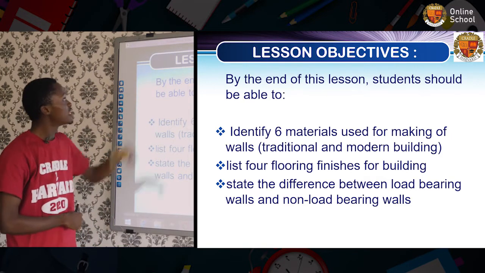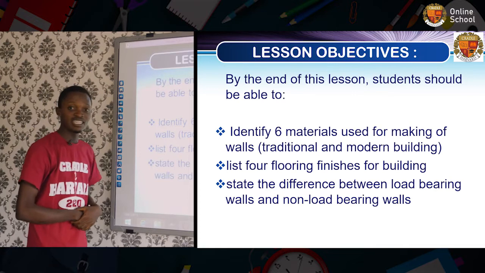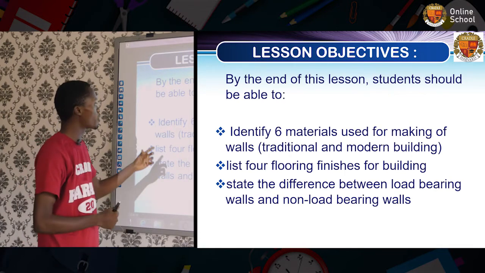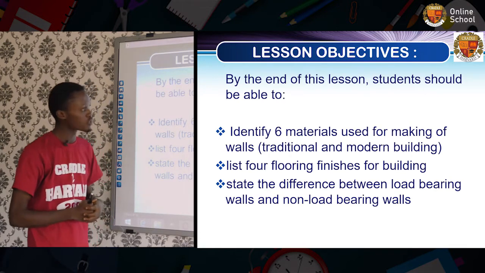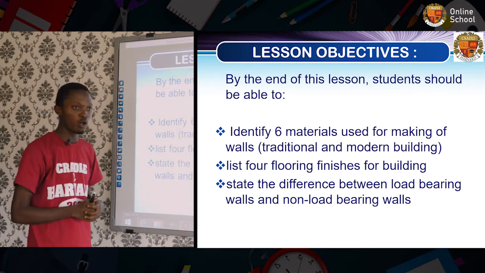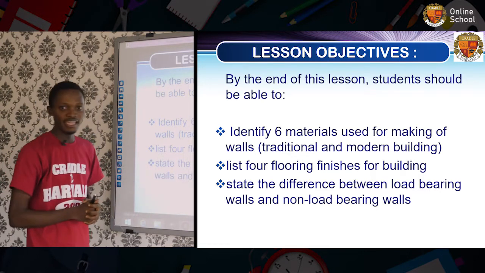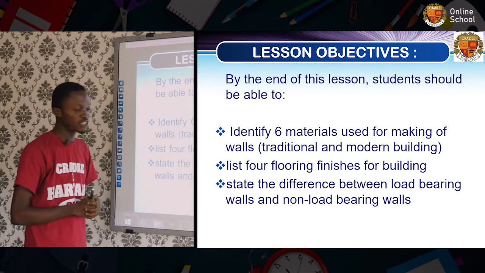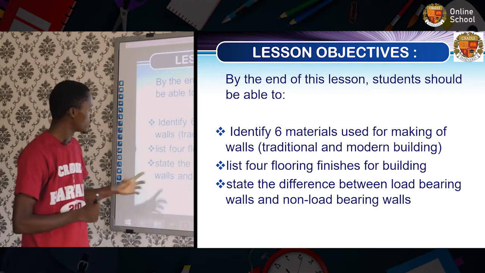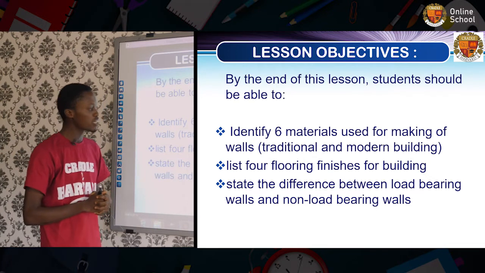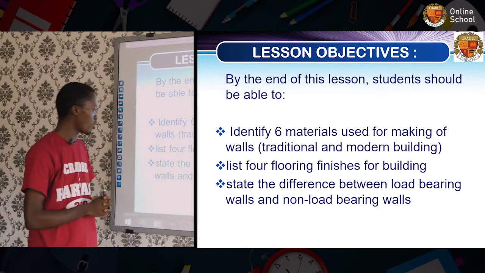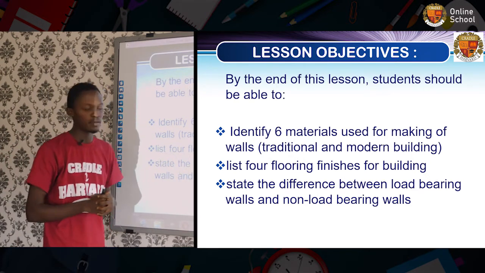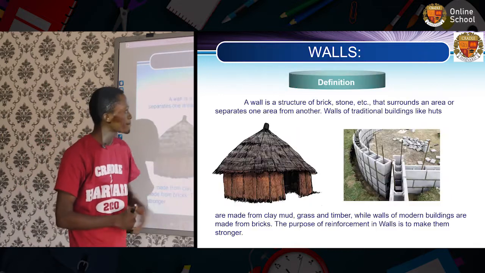Lesson objectives: by the end of this lesson, you students should be able to, number one, identify 6 materials used for making walls, both traditional and modern buildings. Two, list 4 flooring finishes for building. Three, state differences between load-bearing walls and non-load-bearing walls.